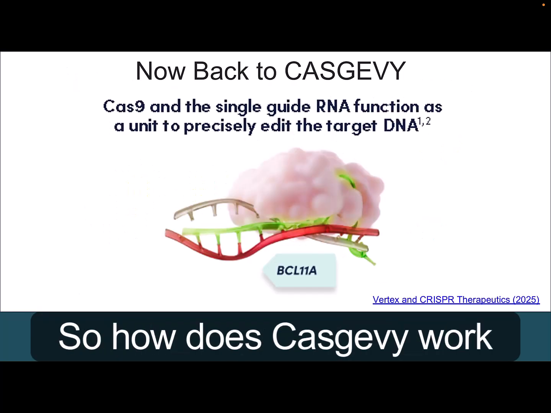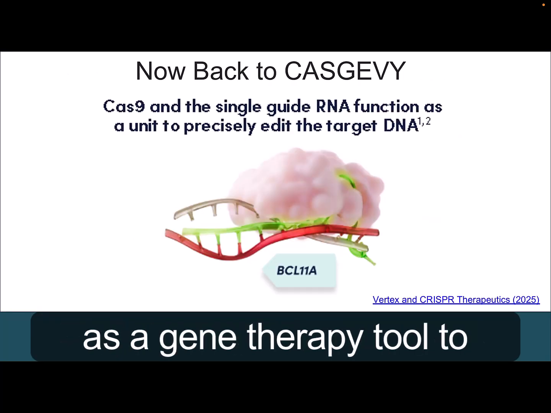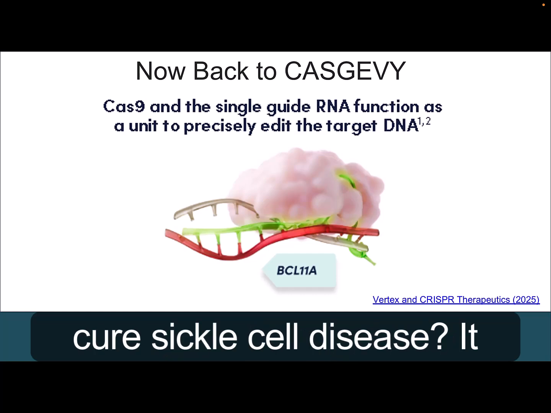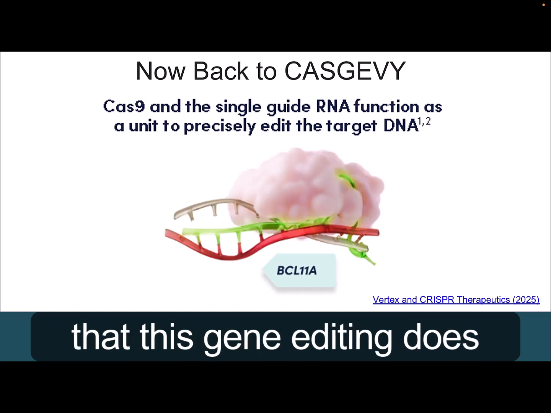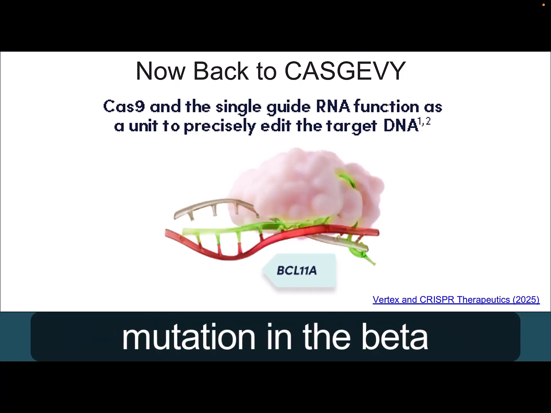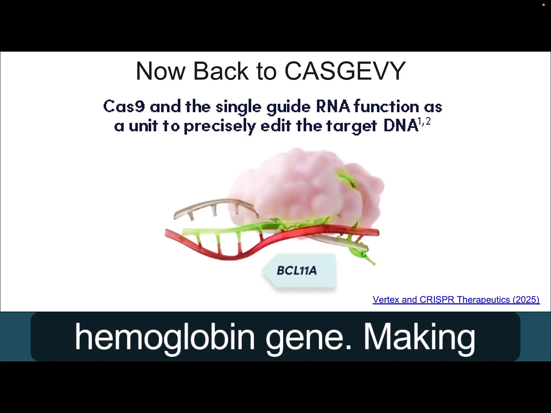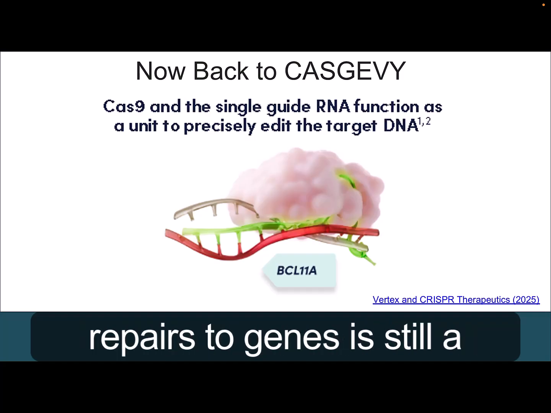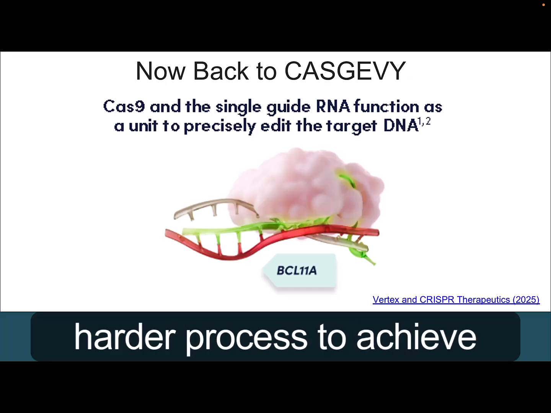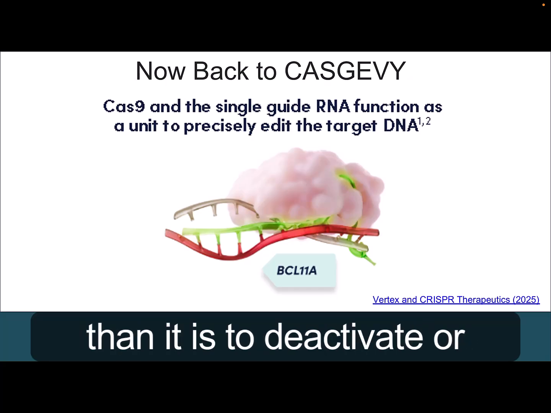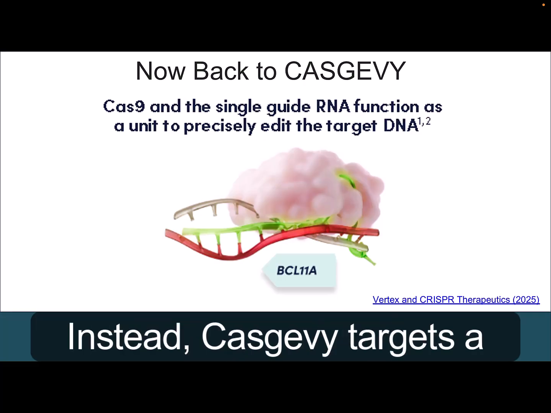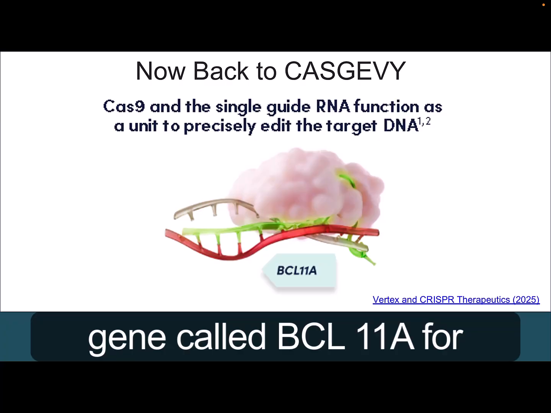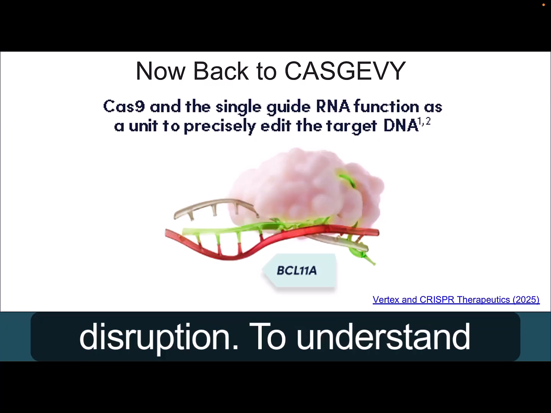So how does Casgevy work as a gene therapy tool to cure sickle cell disease? It may surprise you to learn that this gene editing does not seek to repair the mutation in the beta hemoglobin gene. Making repairs to genes is still a harder process to achieve than it is to deactivate or disrupt gene function. Instead, Casgevy targets a gene called BCL11A for disruption.